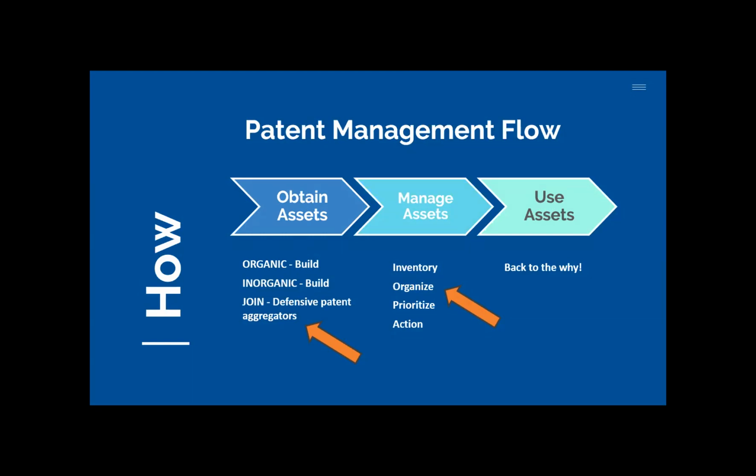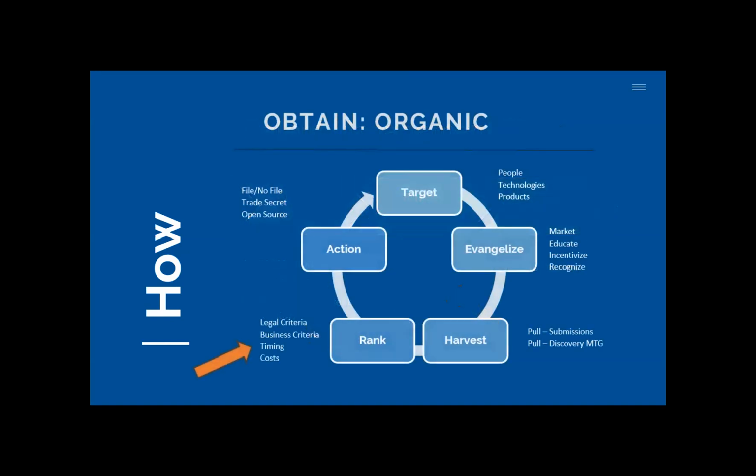We could go on to the next slide, which I just wanted to show, a cycle of how you obtain organic patents within your organization. Typically there's going to be this process of evangelizing the patent program and educating inventors. You're going to harvest ideas, you're going to rank and rate them, and then you're going to action them. Do we file, no file, trade secret?